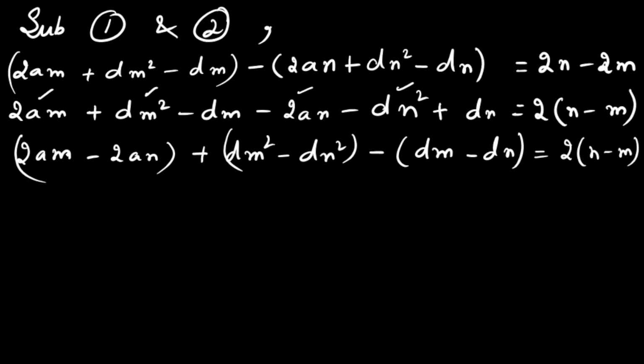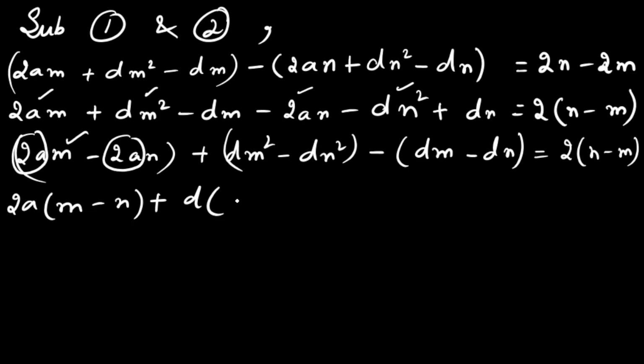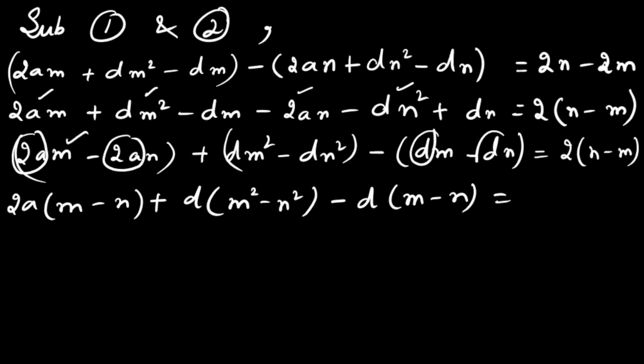Now again let's take out the common factors. So 2a is common here, here also. Inside I am left with m minus n. Plus, here d is common. d I am taking out. Then I am left with m square minus n square. Here again d is common. I am taking it out. So the common factor I am taking out, so m minus n is left inside. Common means which is present in both the terms. The remaining you can write inside. So here 2 into n minus m.